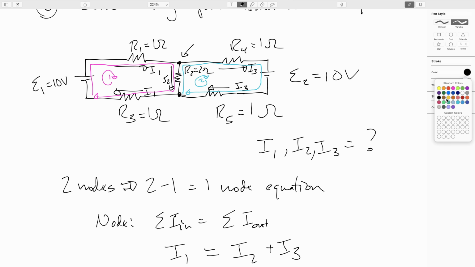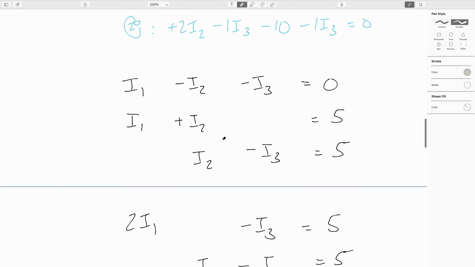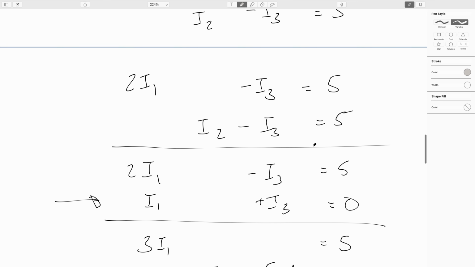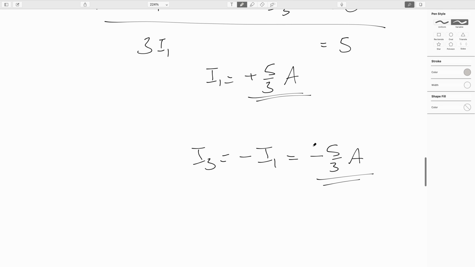So just to help keep some sanity, we will note that I3 really flows like this. But when we substitute the I3 in, we have to keep the negative number because we guessed wrong, and our system of equations is built on that bad guess. So we can just use this I2 minus I3 equals 5. Sure, that sounds good. Let's do that.